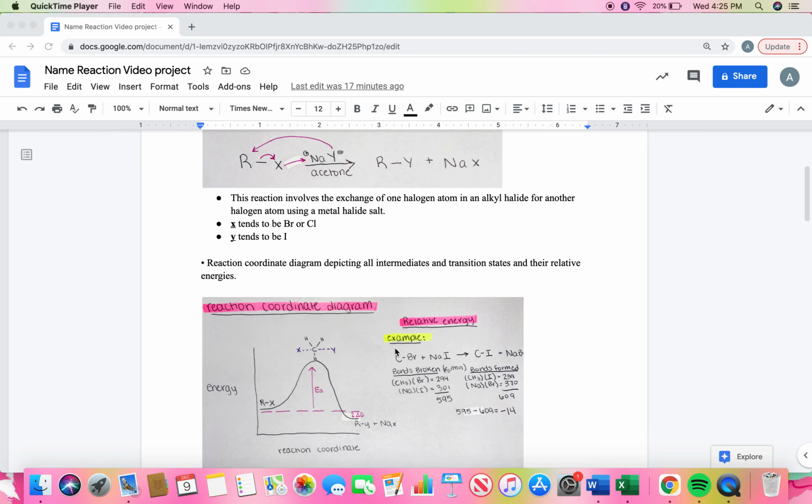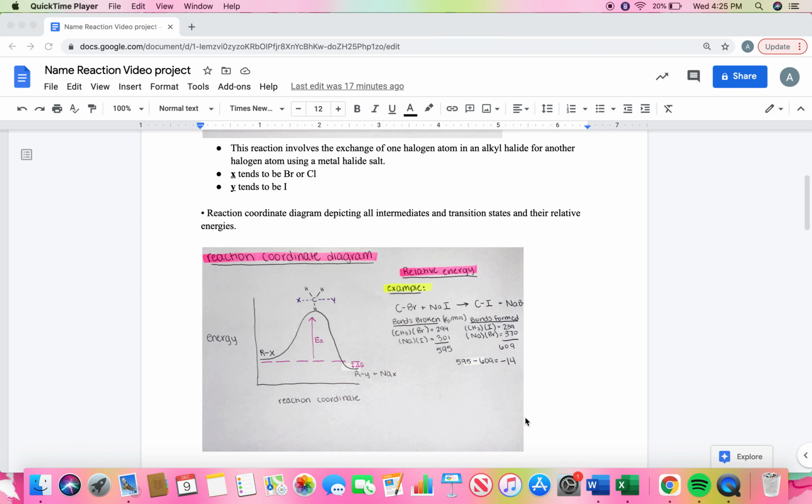For the reaction coordinate diagram, to build it, you have to look at the relative energy. So that means you have to look at the bonds broken and the bonds formed. Once you calculate the total amount of bonds broken and the total amount of bonds formed, you then subtract the bonds broken from the bonds formed. I yielded a negative number, which means that my coordinate diagram for this reaction will be exergonic. Because it is exergonic, the starting material will have a higher amount of energy than the products. So right here, this is the starting materials, this is the transition state, and then this is the products.